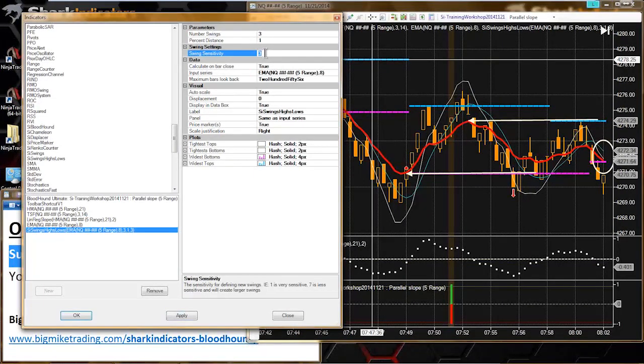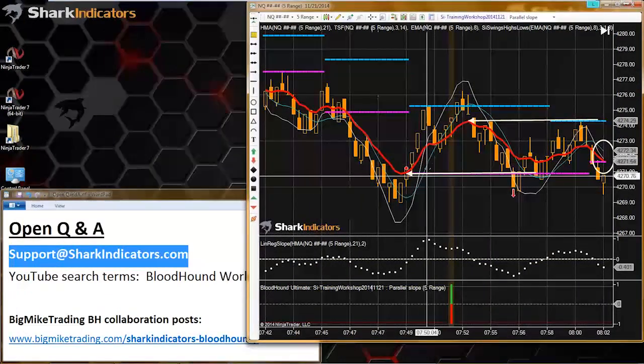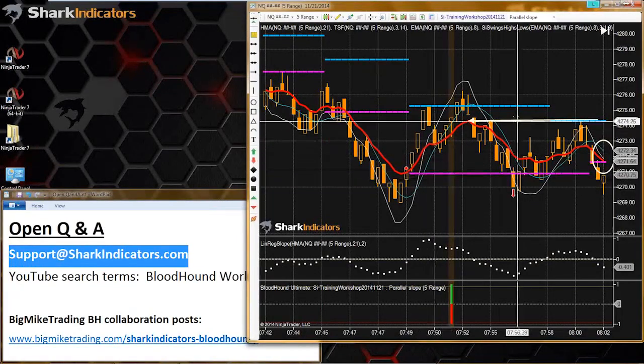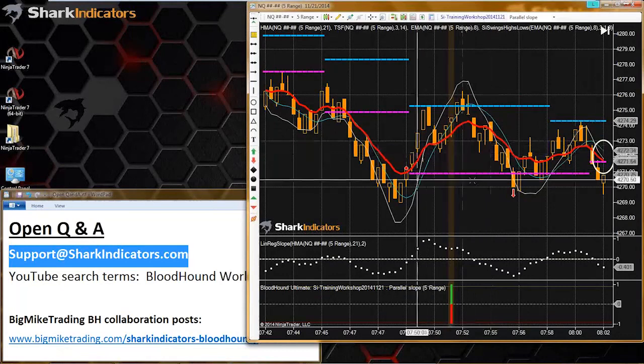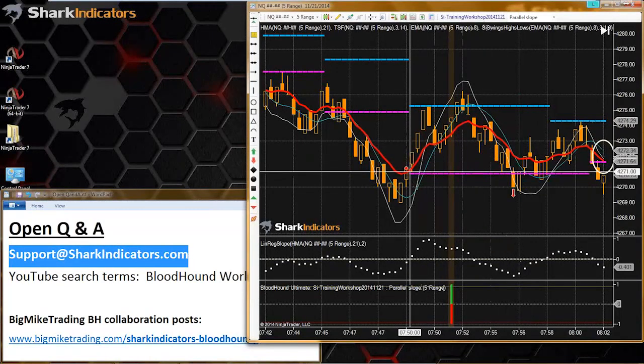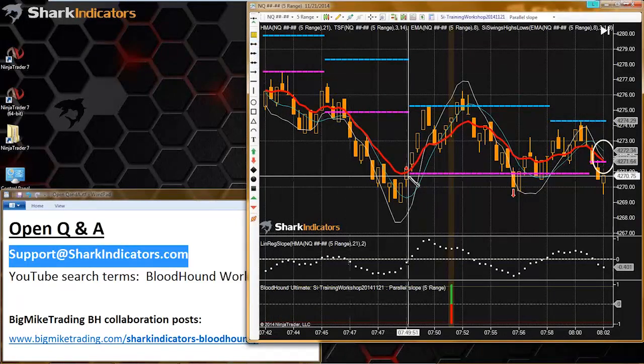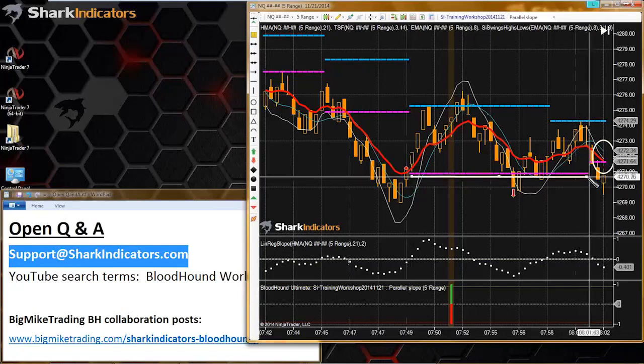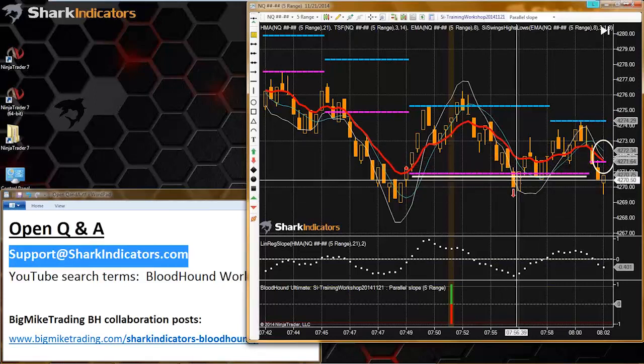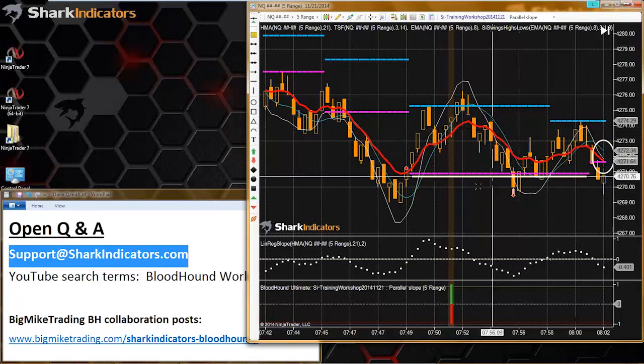I think I might need to change the swing, not the sensitivity, sorry, the number of swings. I might need to change that to 4, but I'll just leave it as is for now. The key thing is to make sure that these plotted lines stay up long enough for price to break them, right? Or in this case, not break them.